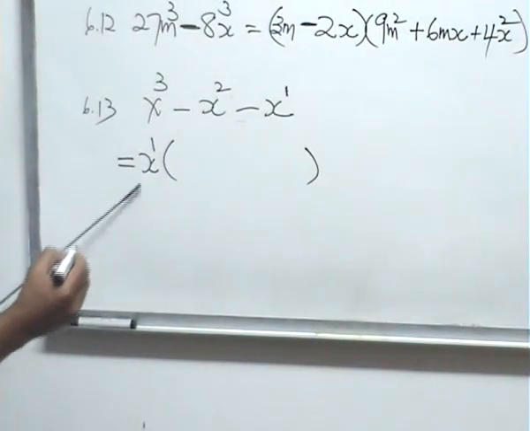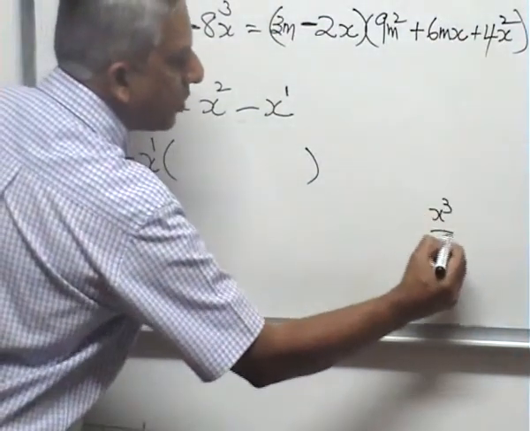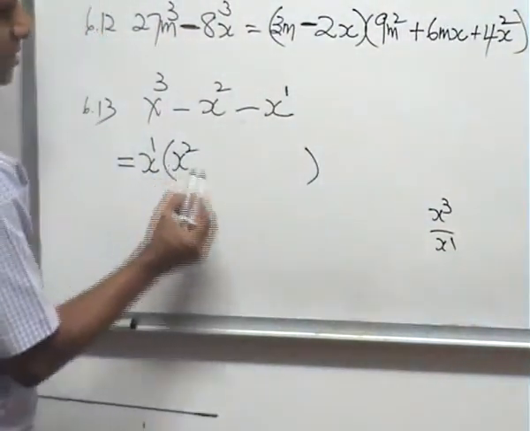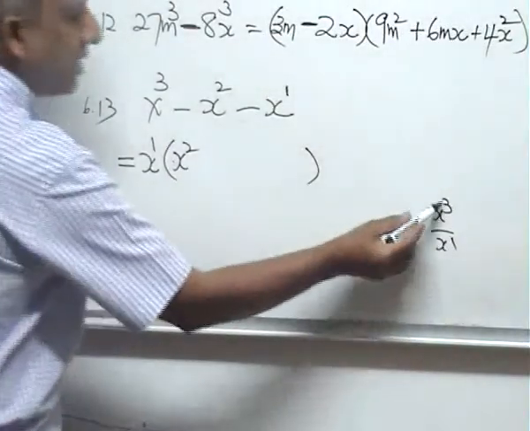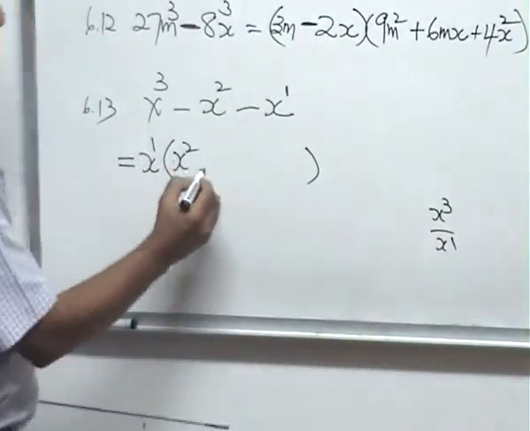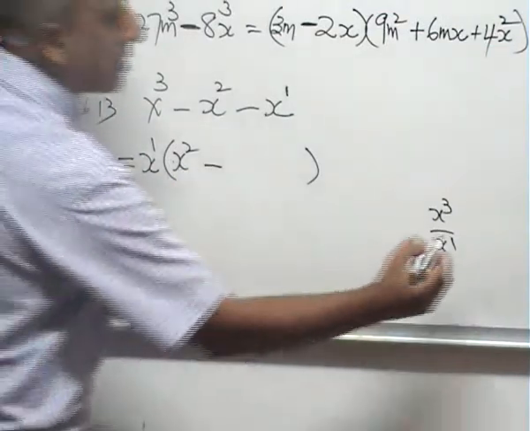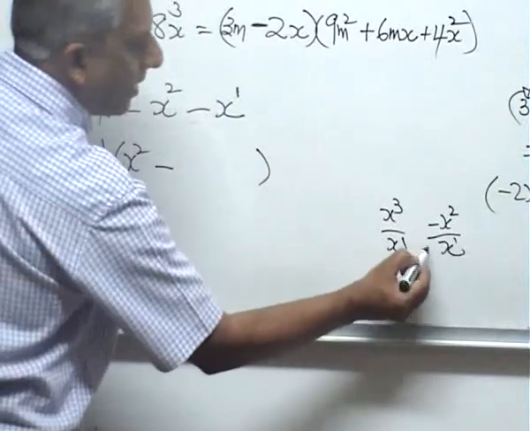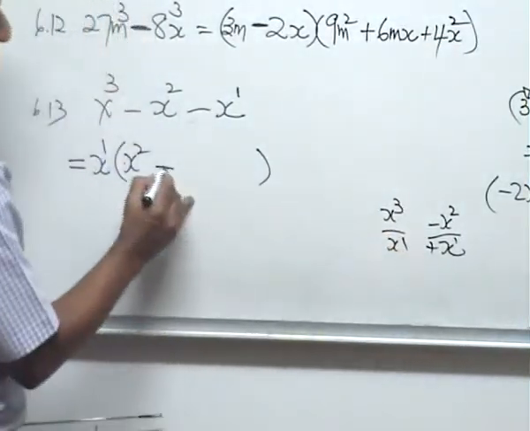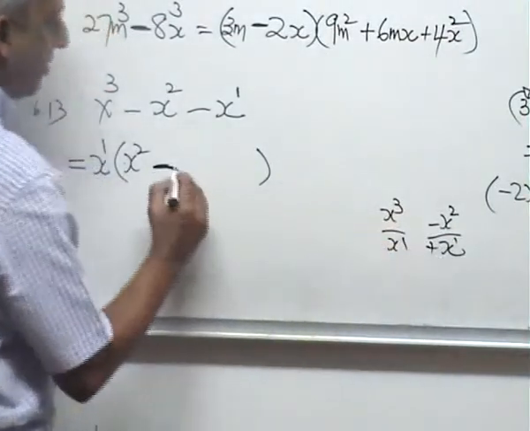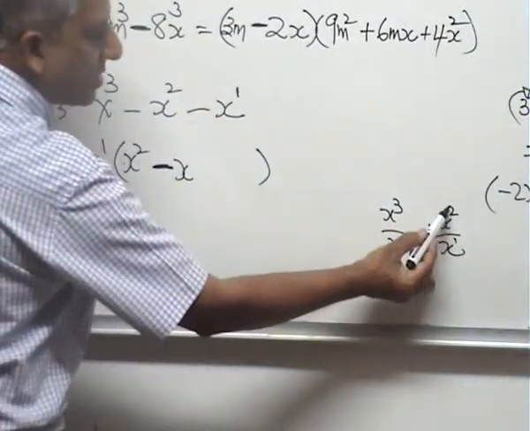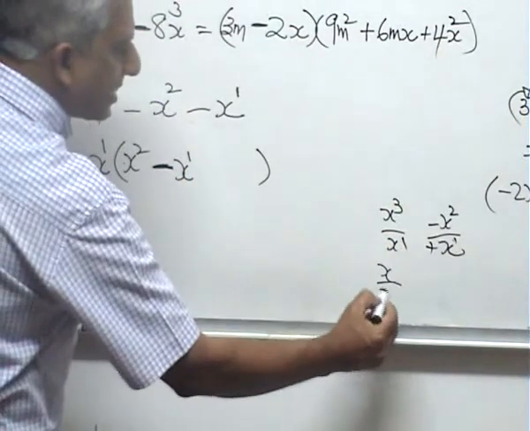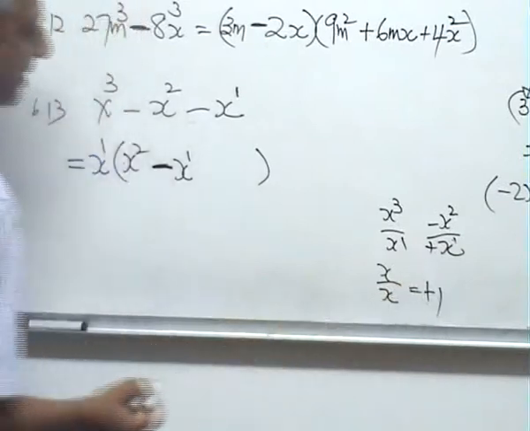Divide x cubed by x to the 1. You're dividing x cubed by x to the 1, and you're left with x squared. Write down the common base, subtract the indices: 3 minus 1 gives you 2. Then you've got minus x squared divided by x. A minus divided by plus is a minus. Write down the common base, subtract the indices. 2 minus 1 is 1. And finally, x divided by x is 1.